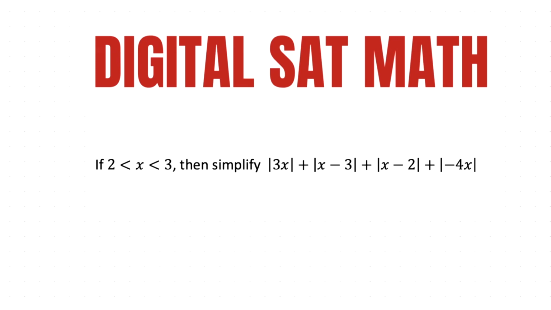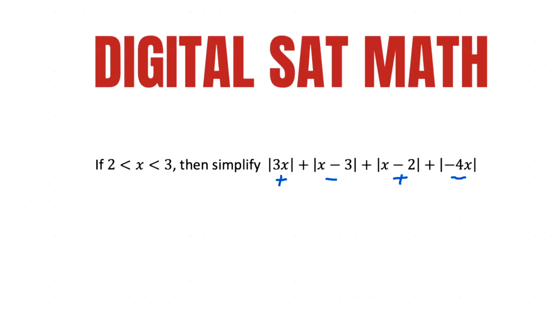Imagine, let's say it's 2.5. If you multiply 3 by 2.5, you'll get 7.5, which is a positive number. So we're just going to leave a positive sign underneath the absolute value. X minus 3, if you just put 2.5, this is going to be negative. If you put 2.5 minus 2, that is positive, and negative 4x, if I put 2.5 into that, it is negative 10, which makes a negative inside. So how is this going to come out? You need to remember that.